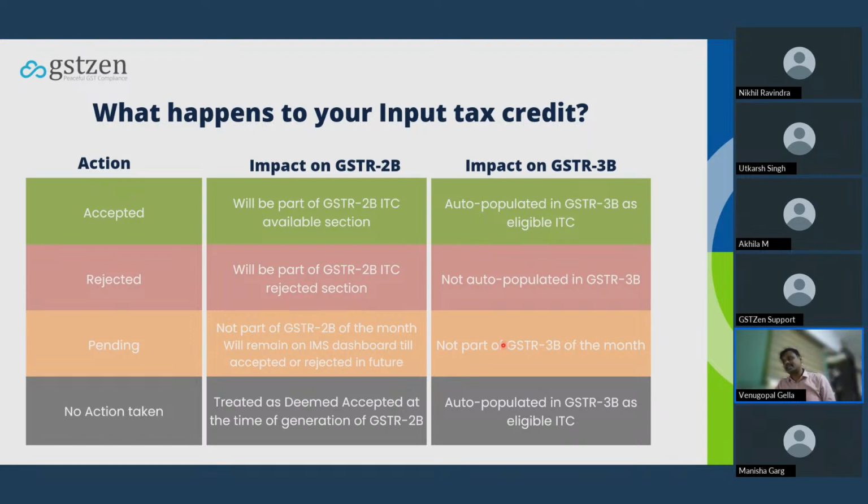Now you haven't taken action. If you have not taken any action, they are all deemed as accepted. If you are not accepting it, they would be deemed as accepted. The moment it is deemed as accepted, then it is auto-populated into GSTR 3B.